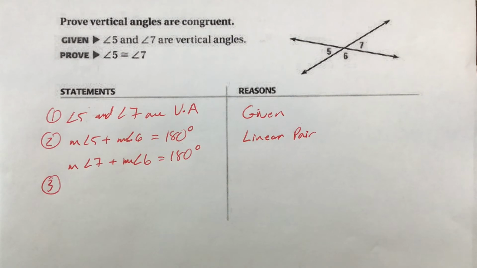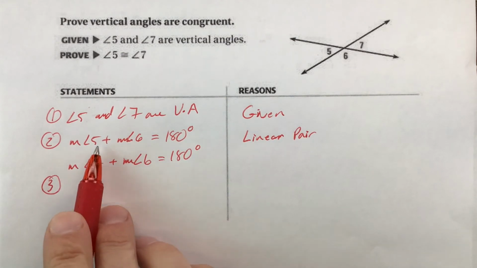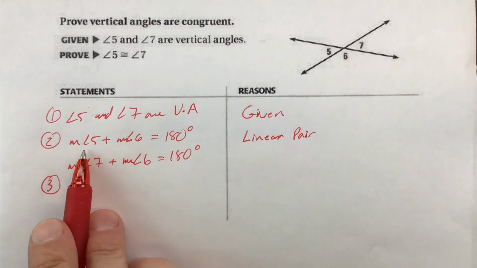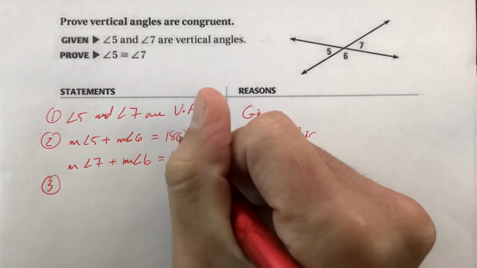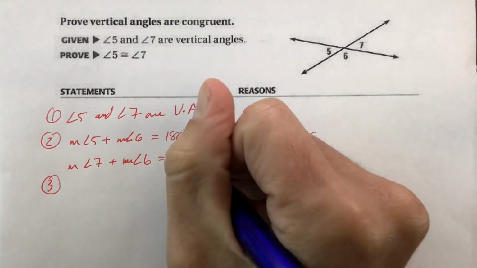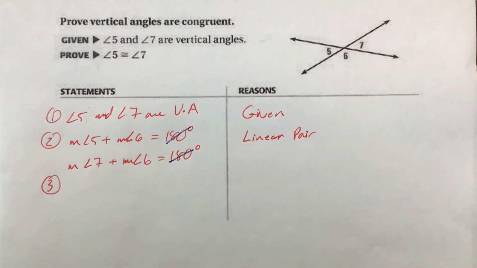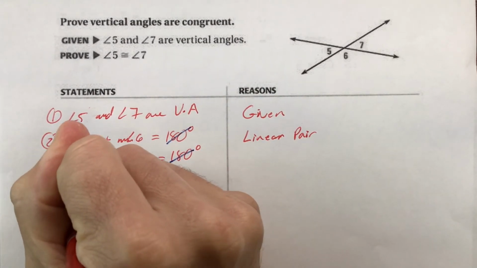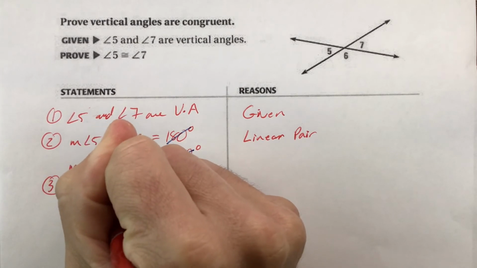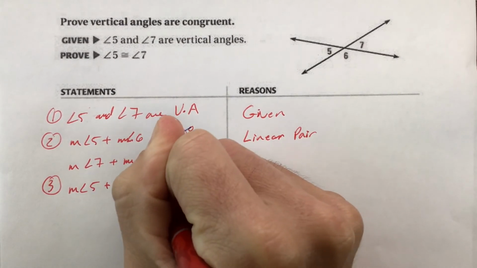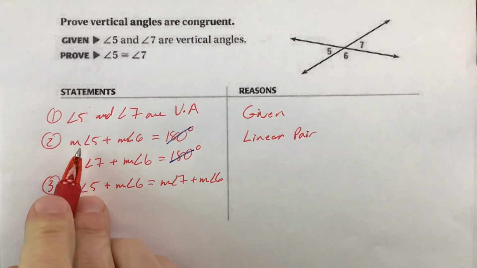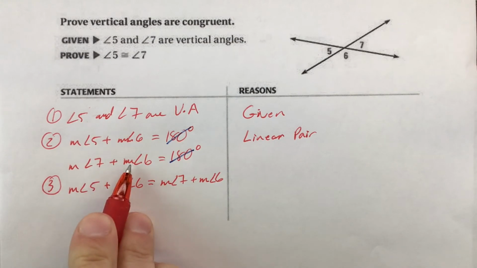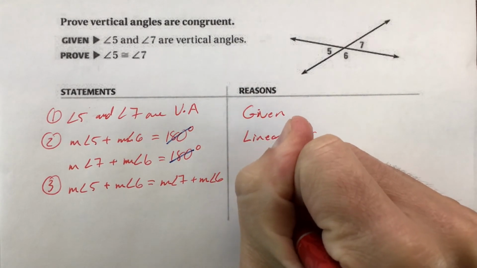And for line 3, we can look at the two equations that we've set up. One of them says that 5 and 6 together are 180. The other one says that 7 and 6 together are 180. We can take the 180 out as a middleman. It links these two expressions together, and we can say that the measure of angle 5 plus the measure of angle 6 is equal to the measure of angle 7 plus the measure of angle 6. I can say that that expression is equal to that one because they're both equal to 180. And that property is called the transitive property.